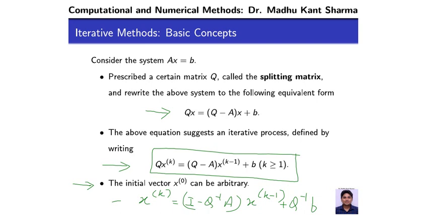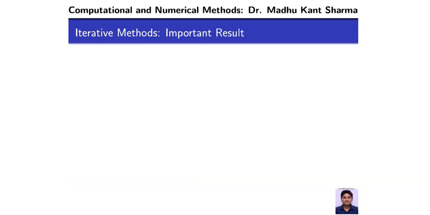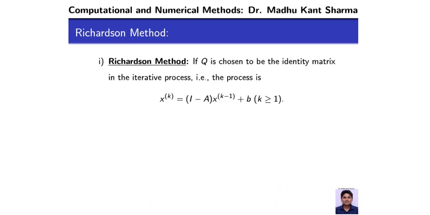write different types of methods with the given splitting matrix. The first method is the Richardson method. If you choose Q to be the identity matrix, if the splitting matrix you have chosen is an identity matrix, then the process is given by this. This process is known as the Richardson method.